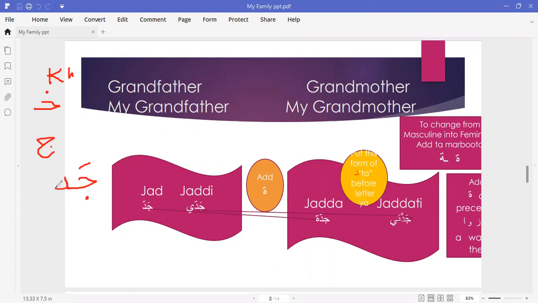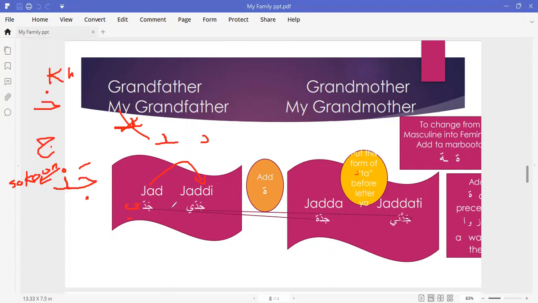Okay? Then we have da. Da with sukun, jad. This is sukun, okay? To change it into my grandfather, I add only ya. Don't change the form of da, okay? Why? Because da has only these two forms. Da doesn't have a form like this, for example. It's wrong. So the ya has to be separated from da. So jad, jaddi.